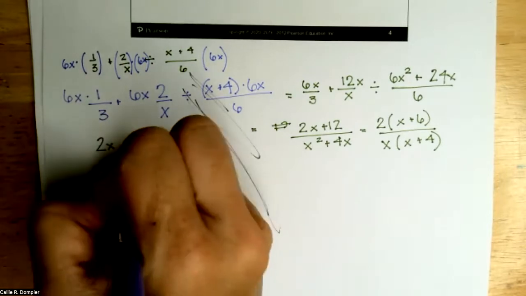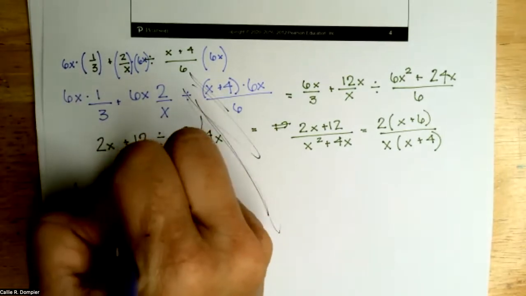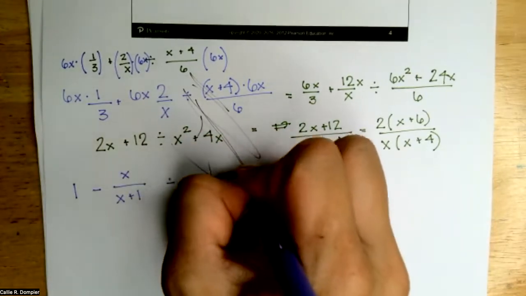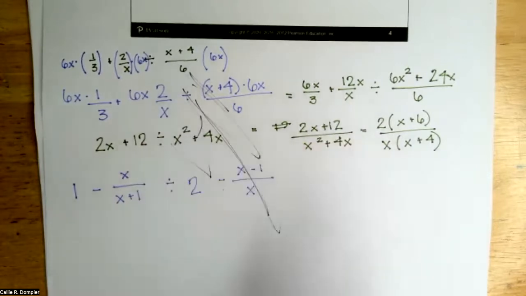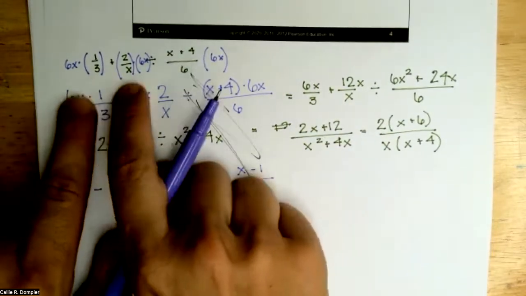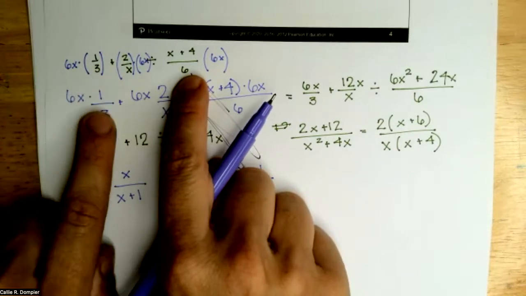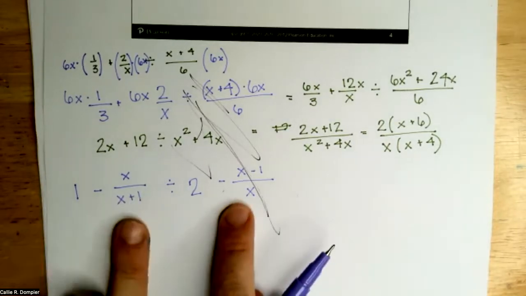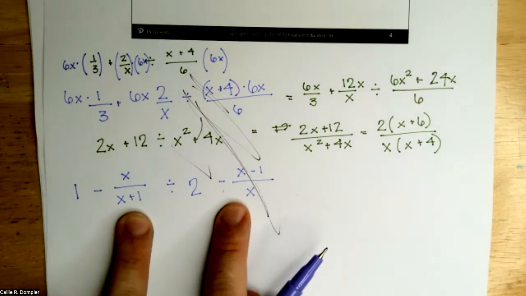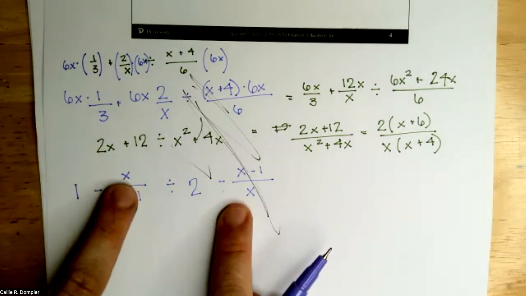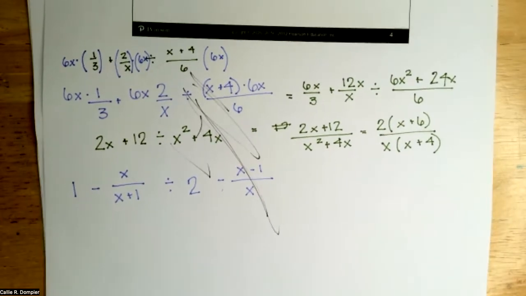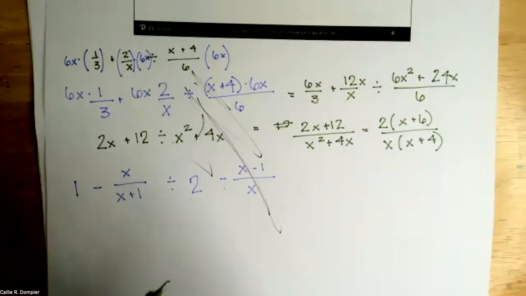Now we have 1 minus x over x plus 1 divided by 2 minus x minus 1 over x. So again, here we looked at 3x and 6 and decided that the one term that they all go into is 6x. Here, it's going to be just those two denominators. So I'm going to take both of those denominators and multiply them by 1, by x over x plus 1, by 2, and by x minus 1 over x. Good?